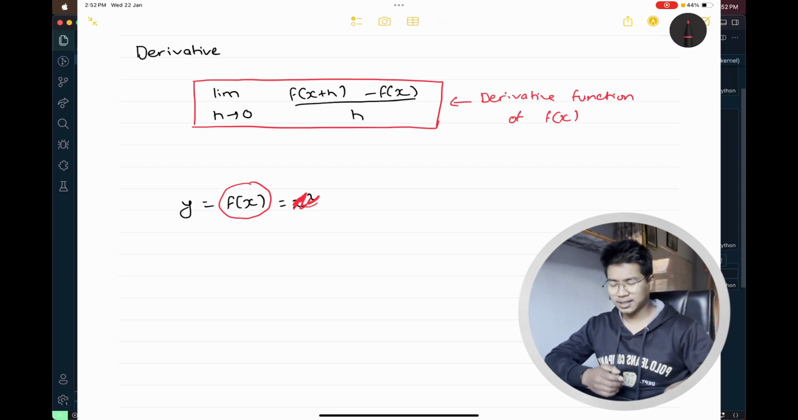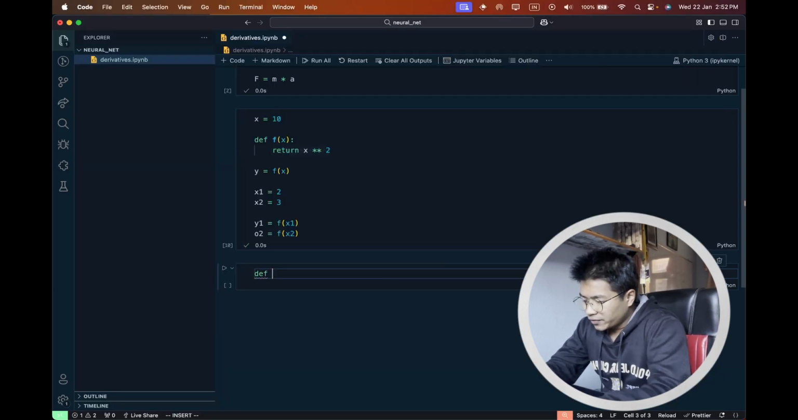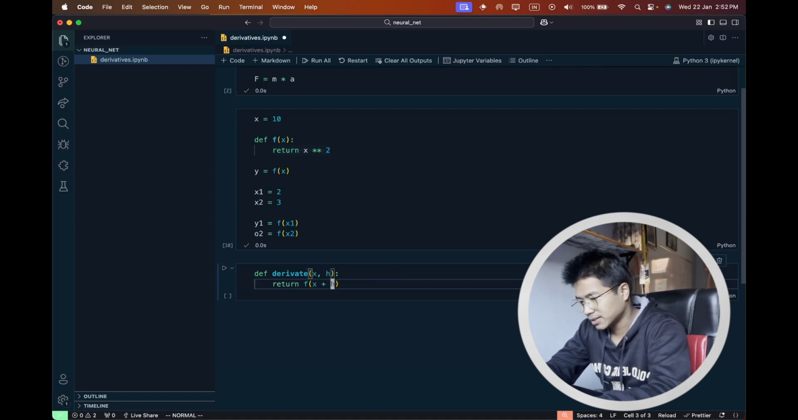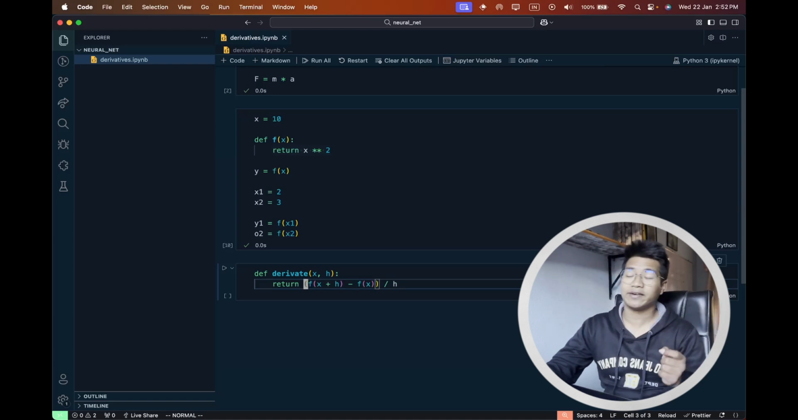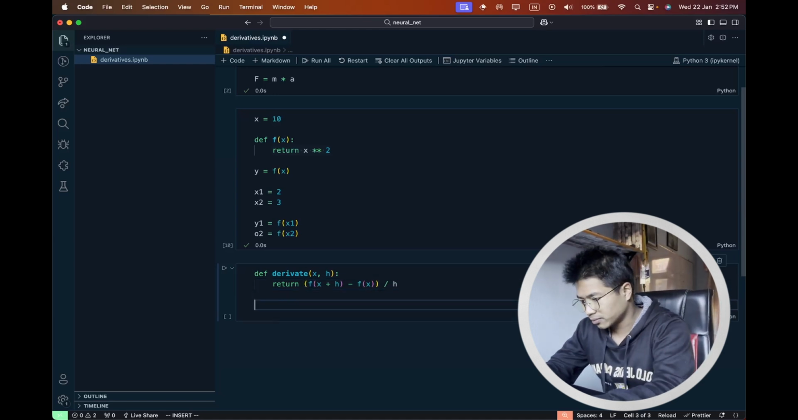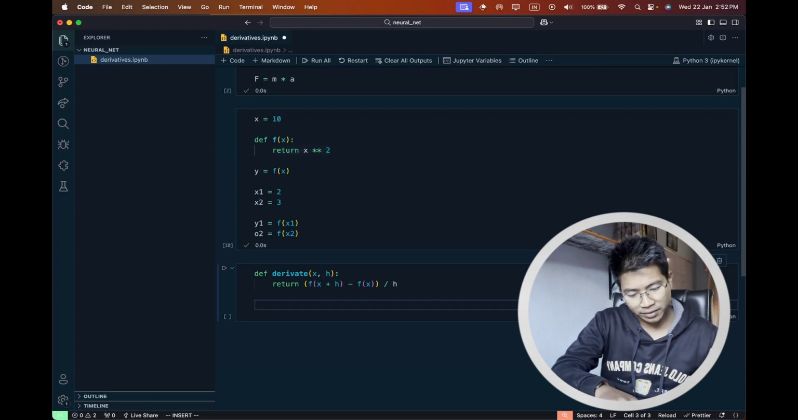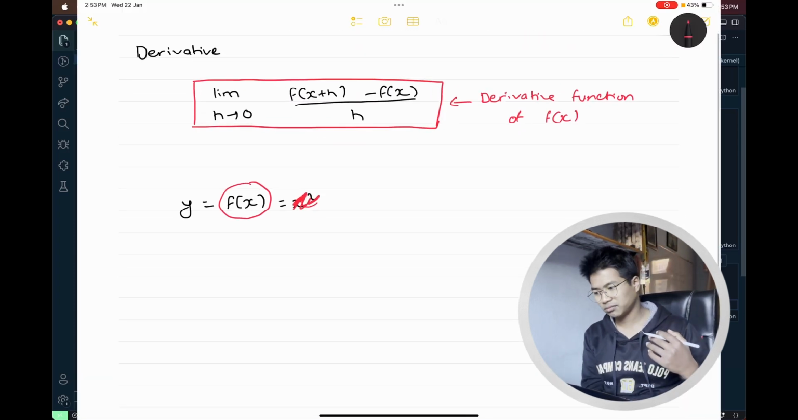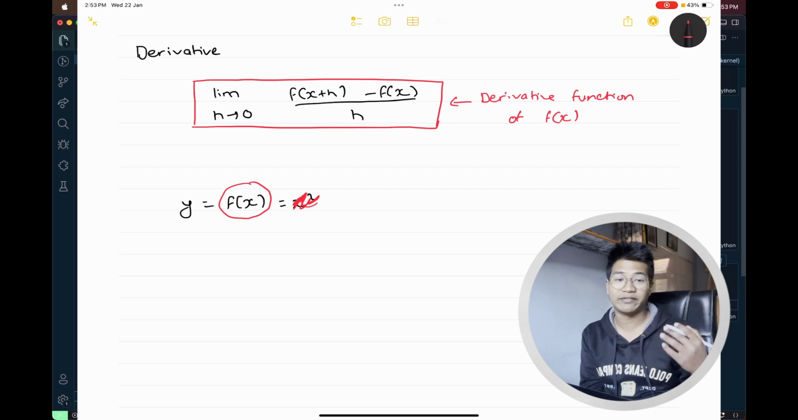Now we could code that. Let's actually code it. If I wanted to code it, I would say something like derivative, and I need to give it x and h. The way I would compute it would be f of x plus h minus f of x, and divide everything by h. This is how I would compute a derivative in a computer, by writing this function. Now here's something interesting. Let's look at what the derivative will tell us.